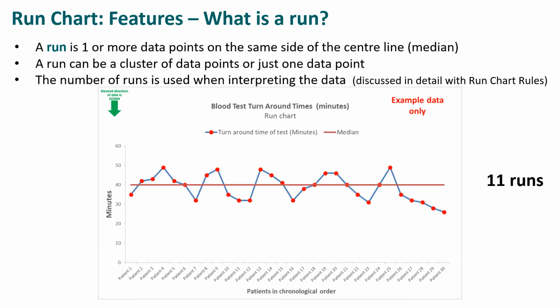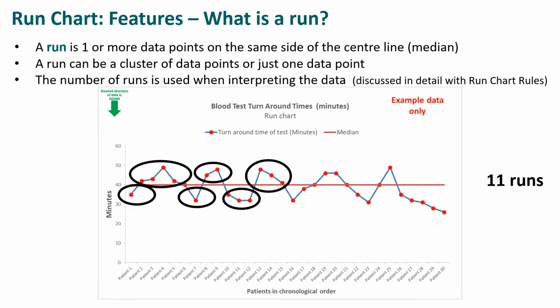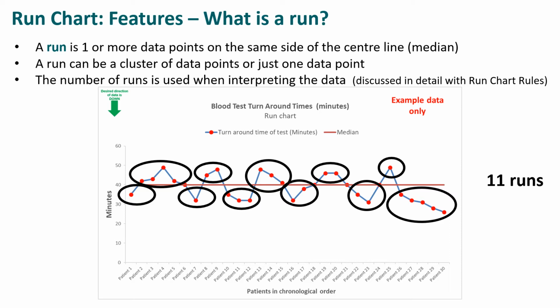So what is a run in a run chart? A run is 1 or more data points on the same side of the center line. A run can be a cluster of data points or just 1 data point, and the number of runs is used when interpreting the data. We'll discuss this in detail later on when we talk about the run chart rules.